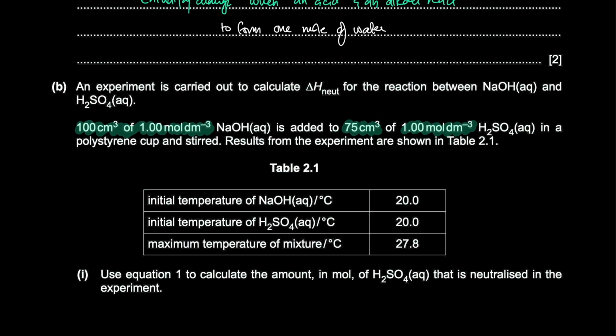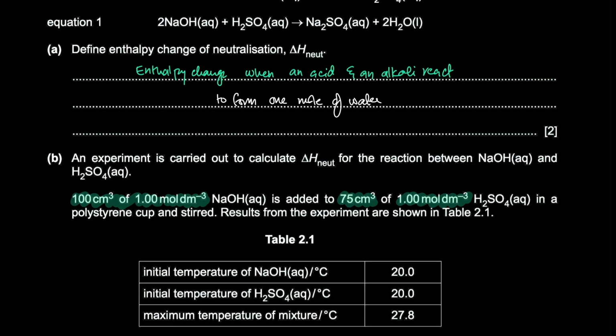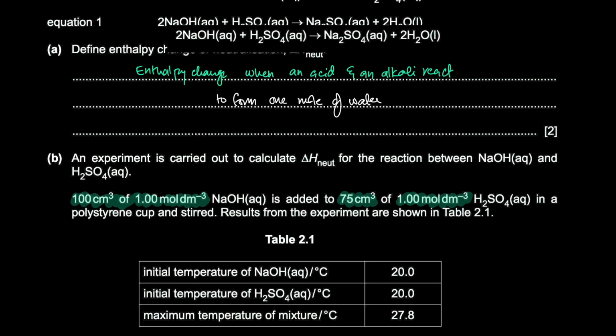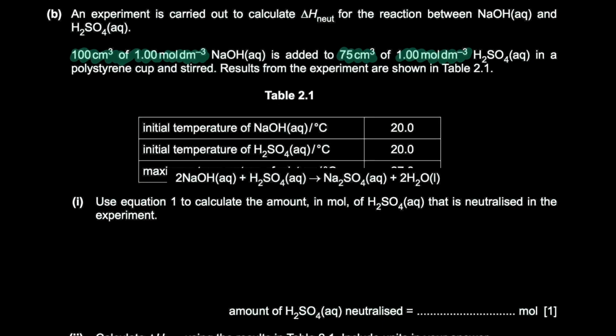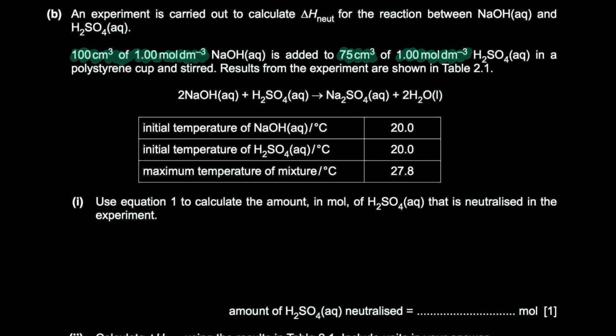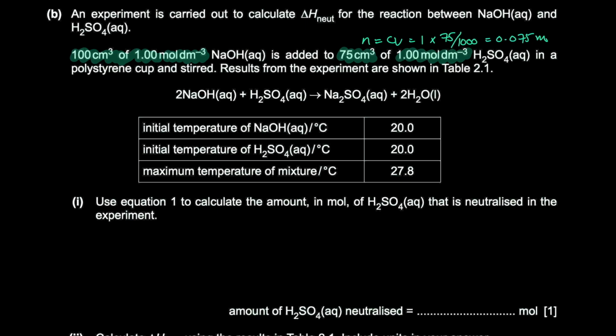Now, in this particular experiment, we have this equation for the neutralization reaction between sulfuric acid and aqueous sodium hydroxide. Let's first calculate the number of moles of sodium hydroxide and of sulfuric acid. Number of moles of sulfuric acid is the concentration times the volume. The concentration is 1. The volume is 75 over 1000, in dm³. So we get 0.075 moles of sulfuric acid.